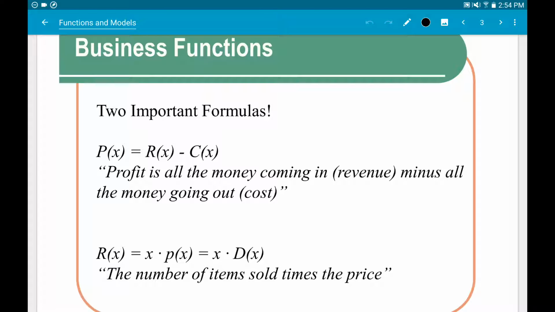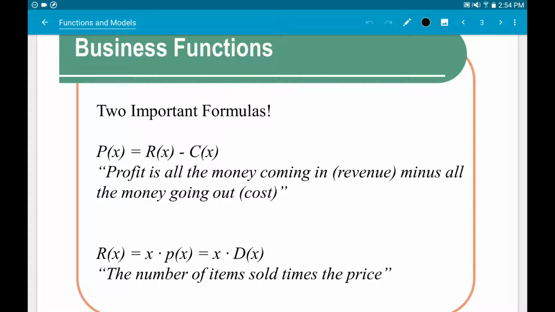Okay. Profit equals revenue minus cost. P equals R minus C. So again, we kind of said that already. Revenue is everything coming in. Cost is everything going out. So if you take all the money you've brought in and you subtract all the money you've put out, whatever's left over is your profit. It is possible for profit to be negative. If you haven't brought in more than you've spent, then your profit would be negative. So it is possible for profit to be negative.